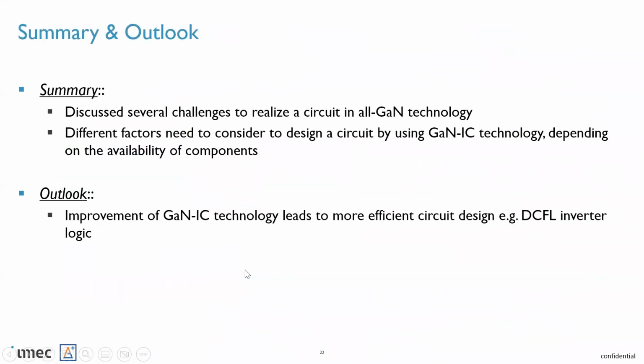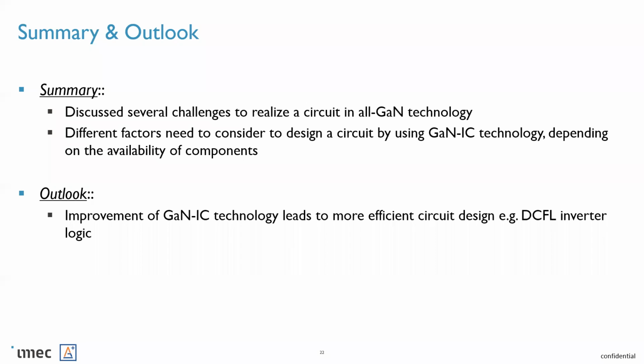So in today's talk, I have briefly mentioned several challenges to realize a circuit in all GaN-ICs and the different factors we needed to consider to realize this monolithic integration. We are also working on a second version of GaN-IC, where, as in our publications at last year's IEDM, we are planning to include more components to make it a more efficient GaN-IC.